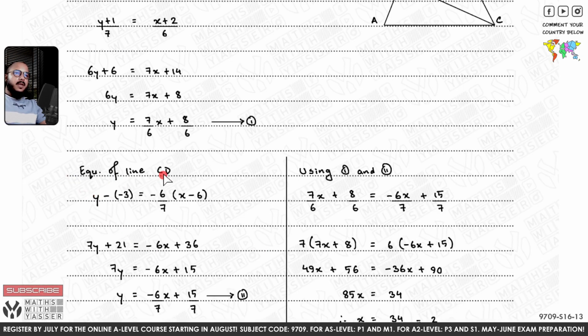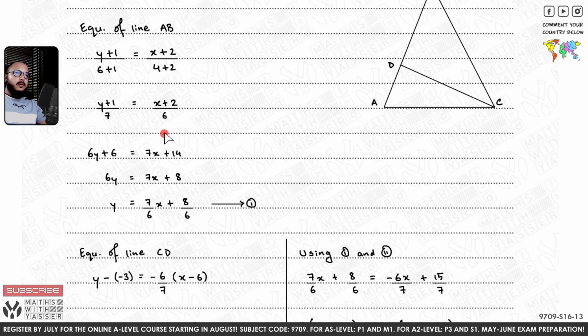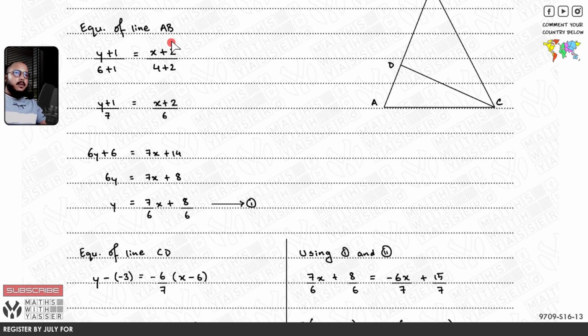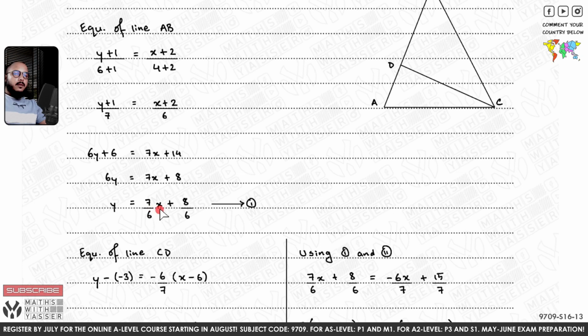Now the equation of the line CD. We know that the line AB and the line CD are perpendicular to each other. That means we can use the formula minus 1 by m to find the gradient of the perpendicular line. So if the gradient of AB is 7 by 6, that means the gradient of CD must be minus 6 over 7.